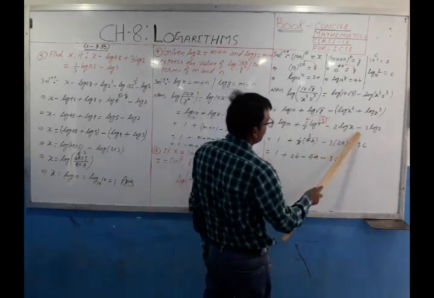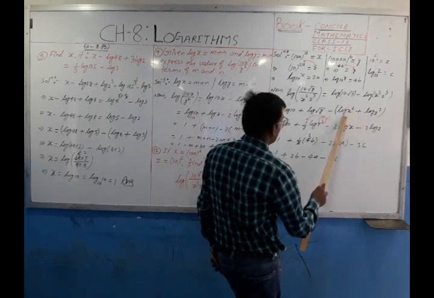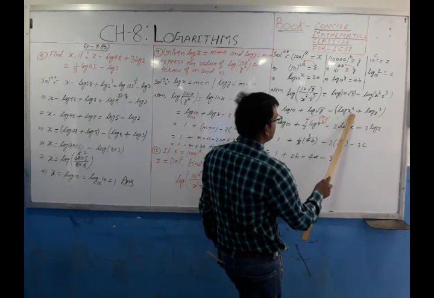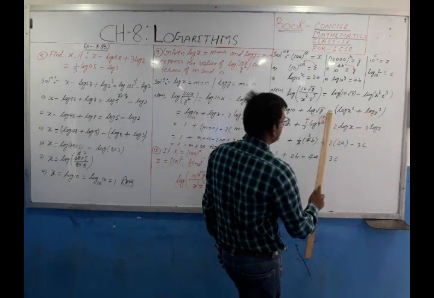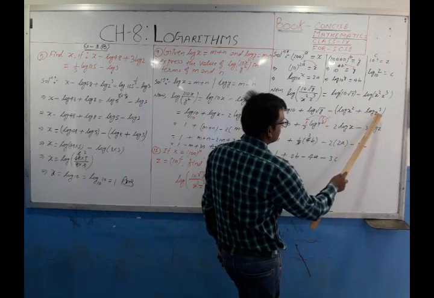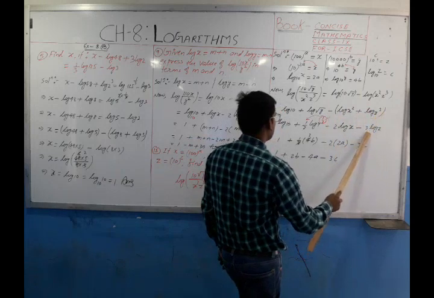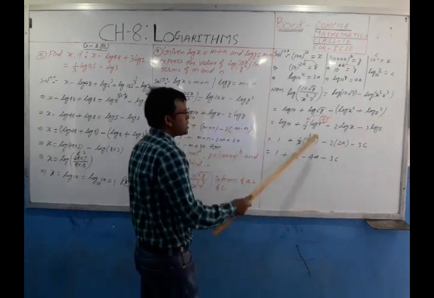And minus 2 log x minus 3 log z. How? Again it is in the form of log m to the power n, and plus will become minus, and similarly log m to the power n is equal to 3 log z. And just replace log y.